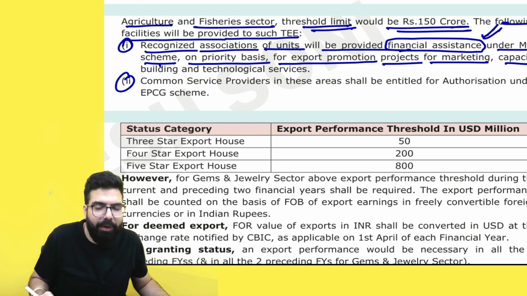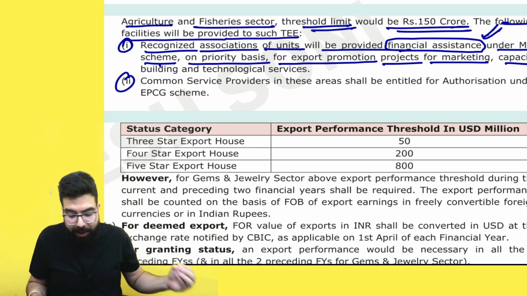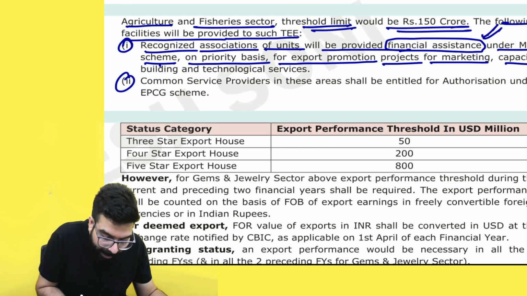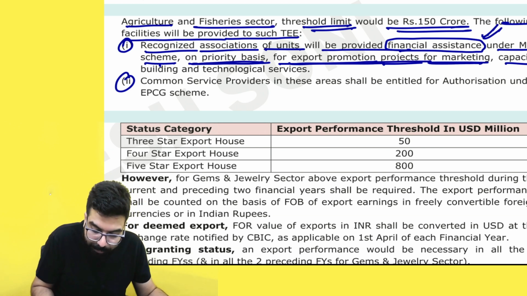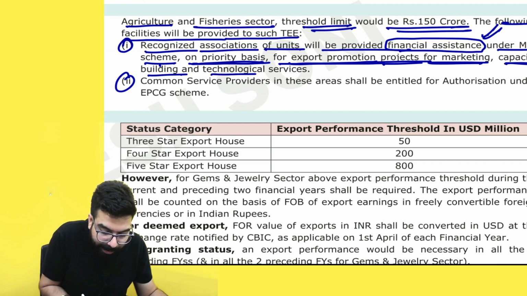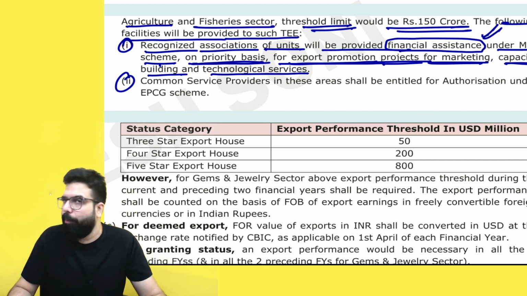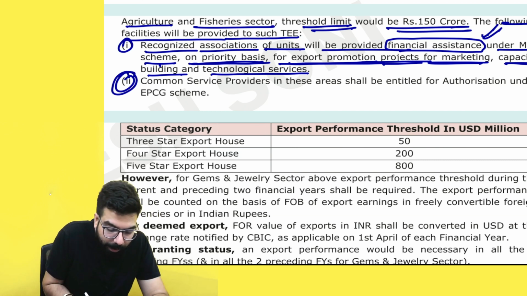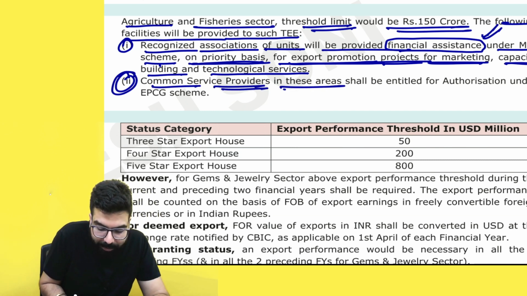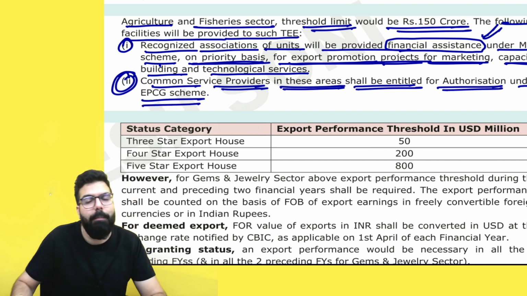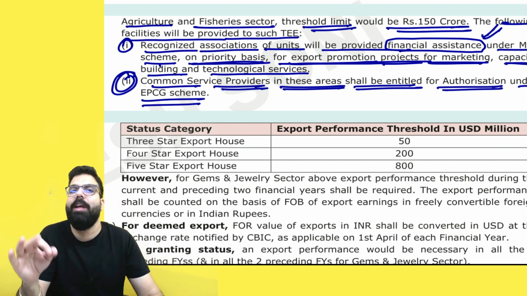Basically they will provide financial assistance on priority basis for export promotion projects, for marketing, capacity building and technological services. Whatever benefits are required, financial assistance will be provided by the government. And they are telling common service provider in this area shall be entitled for authorization under the EPCG scheme. EPCG scheme is Export Promotion Capital Goods Scheme.